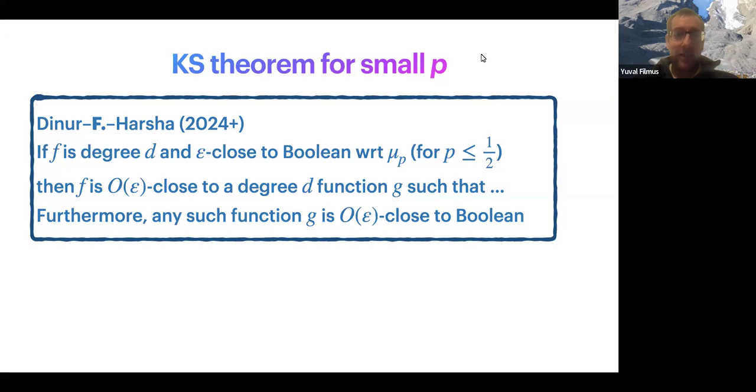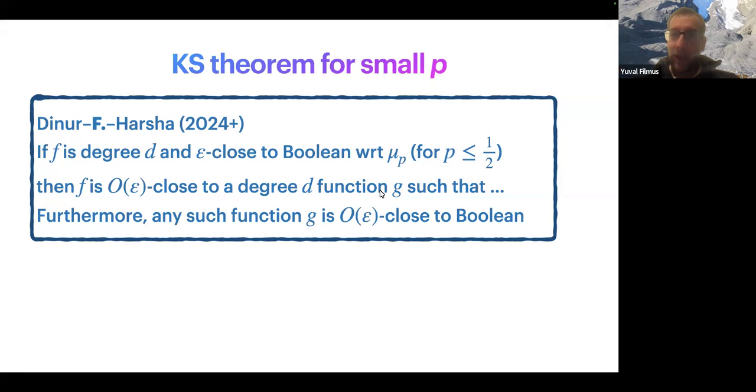So here's the statement. Suppose that f is a degree D function, which is epsilon close to Boolean, with respect to some mu p. Then f is order epsilon close to some degree D function g, satisfying some properties that I will list on the following slide and then explain one by one. Okay, so here I'm just trying to explain what kind of result we want. So again, if f is a degree D function which is close to Boolean, then you want to say that it's close to some degree D function g which satisfies certain properties. And furthermore, we want all of these functions to be actually close to Boolean.